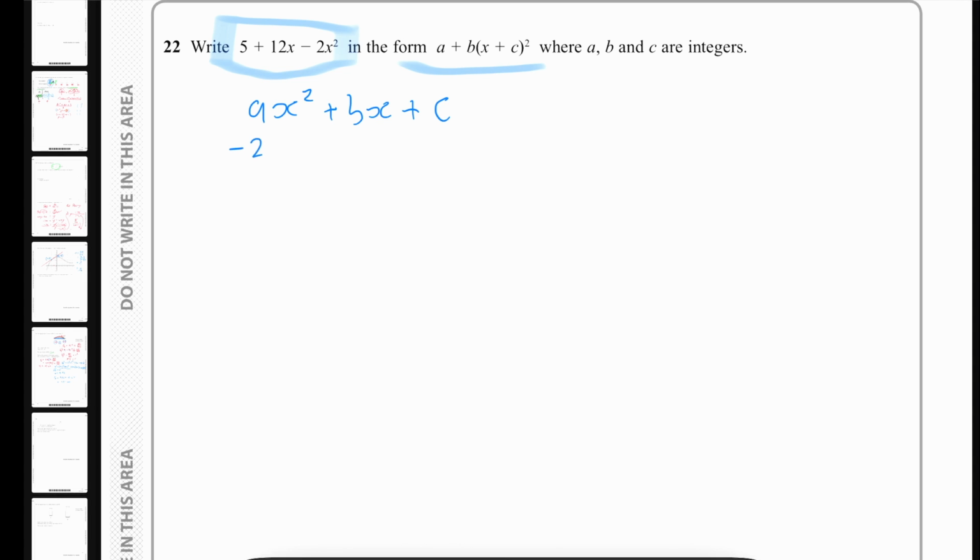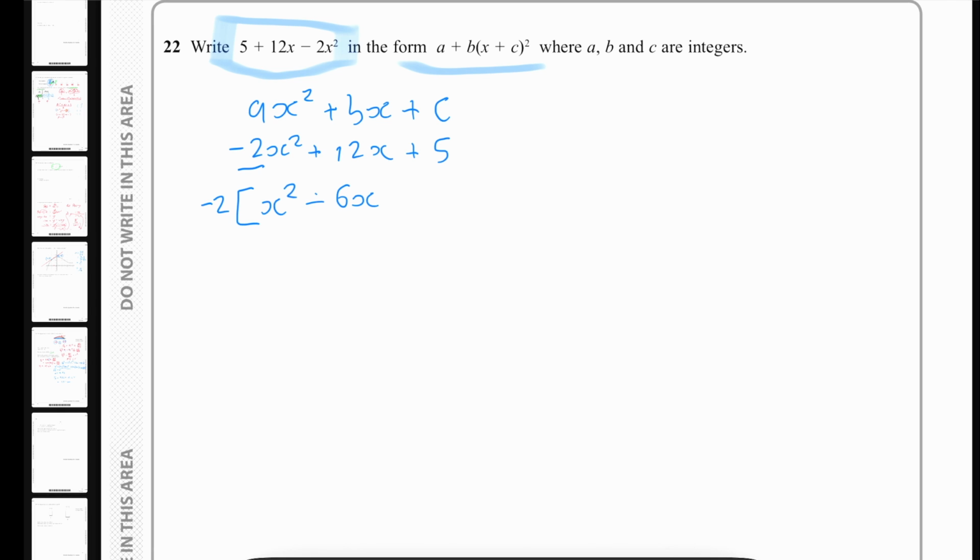So we're going to have minus 2x squared plus 12x plus 5. I do not like that term in front of my x squared for completing the square, so I'm just going to pull it out. So we're going to get minus 2 on the outside, and then x squared is just going to be by itself now, which is what we want.